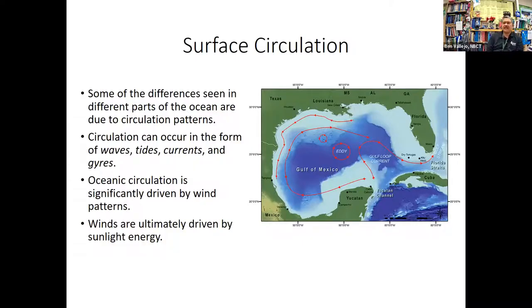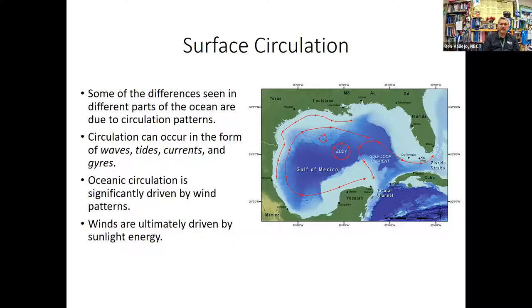Okay, surface circulation. Some of the differences seen in different parts of the ocean are due to the circulation patterns, and the circulation patterns that we see on the surface of the ocean are generally driven by the wind. The wind is going to push the water along on the surface. But also, the wind is powered by the sunlight. Differences in heat, really, in the solar energy are going to cause the wind patterns. And when the wind hits the water, that's going to move it along.